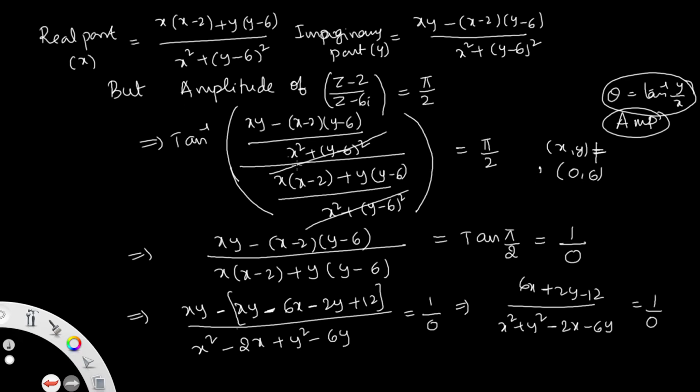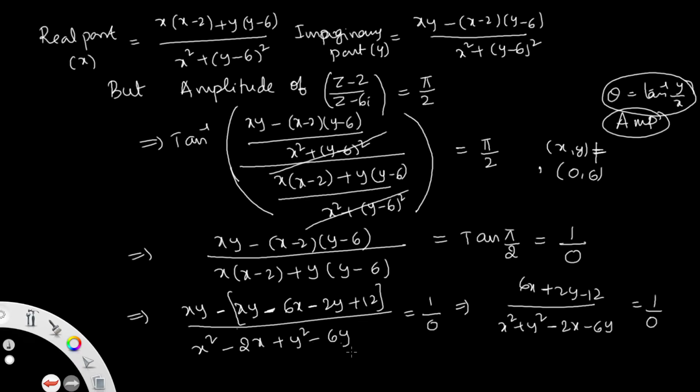So (x, y) should not be equal to (0, 6) because it lies on the circle. But if the locus condition is given, what is the locus? If it is (0, 6), the point lies on the circle. So we should take it as not equal to (0, 6). Therefore that is the value.